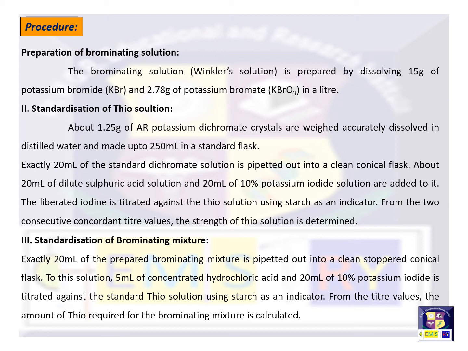Next we need to standardize the brominating mixture. This is done by taking 20 ml of the prepared brominating mixture into a stoppered conical flask, and to this solution 5 ml of concentrated hydrochloric acid and 20 ml of potassium iodide are added, and it is titrated against the standard thio solution using starch as an indicator. From the titer values, the amount of thiosulfate solution required for this 20 ml of the brominating mixture can be calculated.